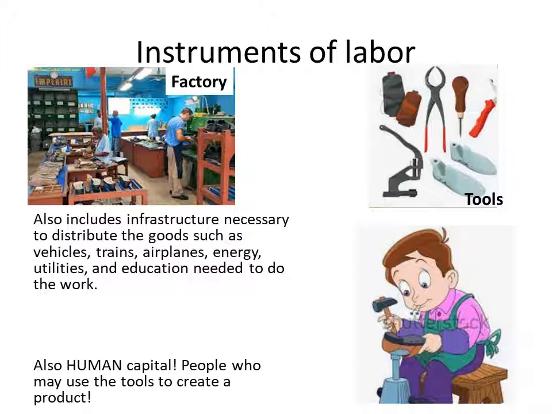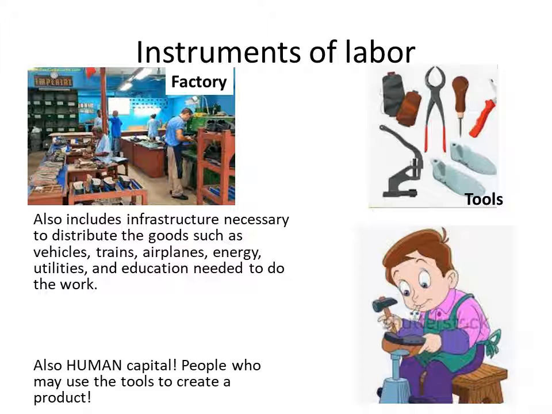Now also we have a factory. So let's say there are 5 cobblers and someone hires them to make shoes, and so they have a factory created. Now the other aspect of that is this is not just the instruments of labor, but we also have to have the infrastructure necessary to distribute the goods.